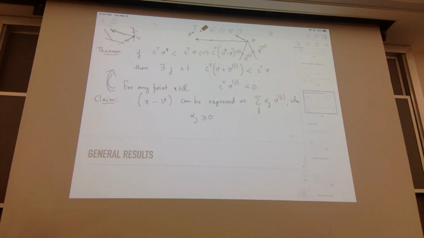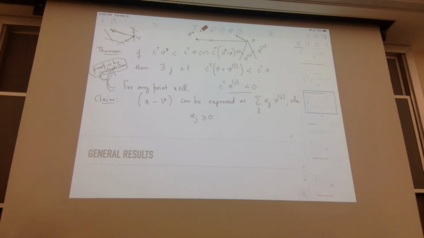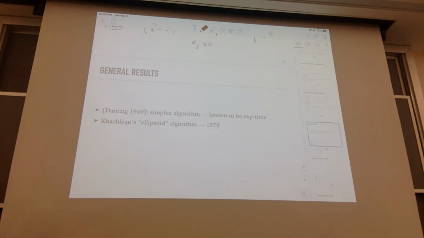So the proof is by contradiction. Suppose there is no such j, and you just take linear combinations. This is probably an interesting exercise for you. Therefore, proving this claim is basically what we need. All right, so let's do this.